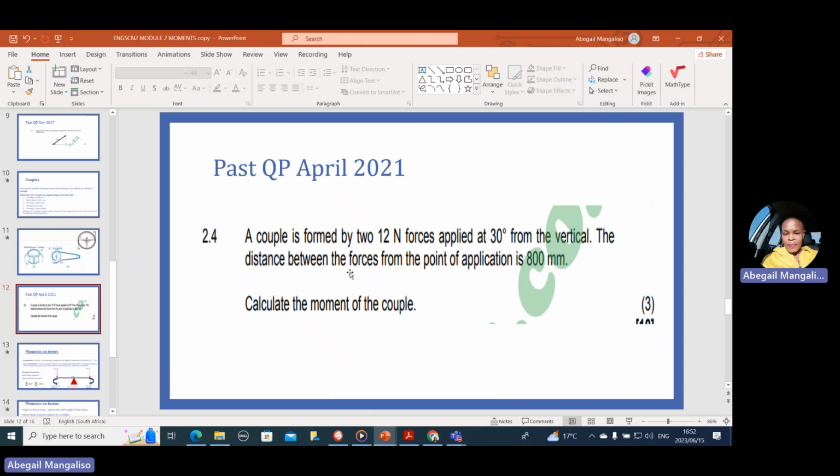They are equal, parallel, and opposite, acting on one object. Let's go back to a question. A couple is formed by two 12-Newton forces. So the magnitude of this force is given as 12 Newton. The angle is 30, the distance is 800.